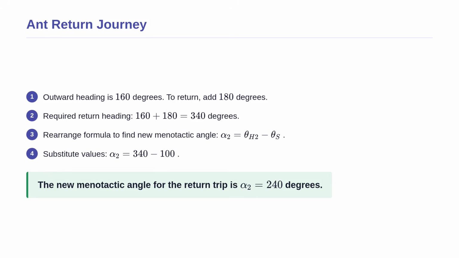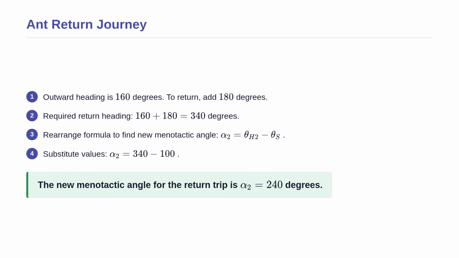Now that the ant has found food, it faces a critical challenge: calculating the exact reverse angle for its return trip. The ant's outward heading was 160 degrees. To return home, it must turn completely around. In compass terms, reversing direction means adding 180 degrees to its current heading. This makes the required return heading exactly 340 degrees.